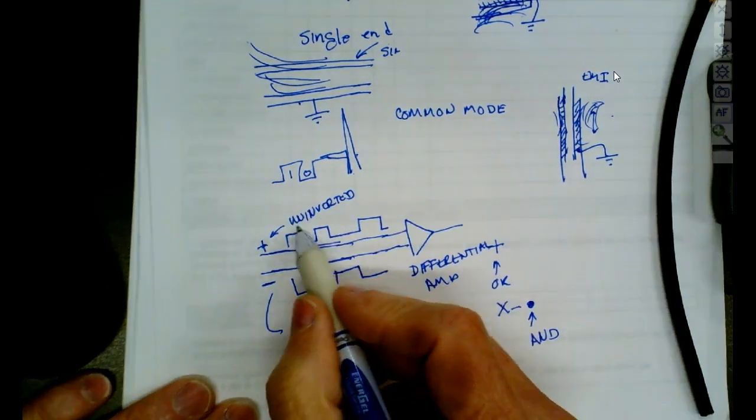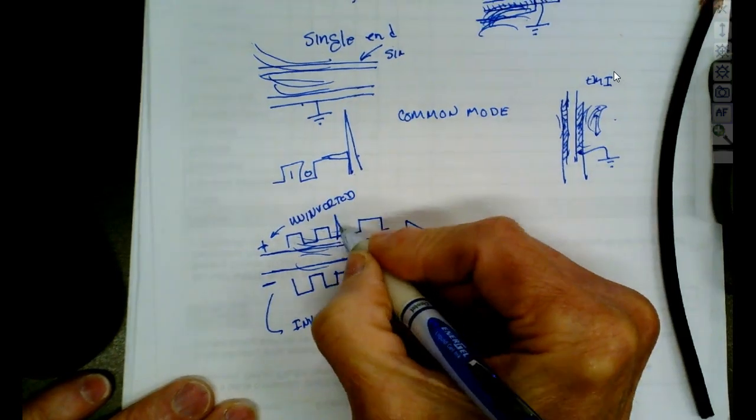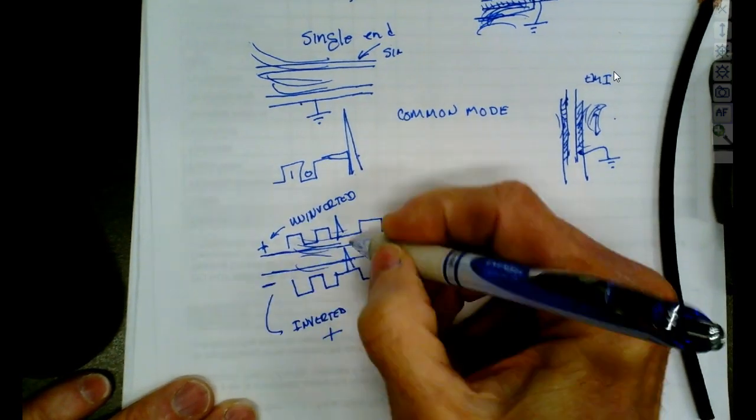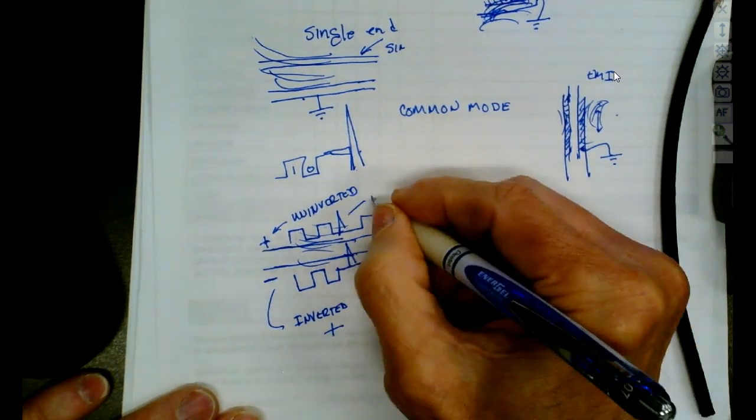So what happens when I have an EMI come through this, it's going to put a spike here, and it's going to put a spike right there. Well, these signals move in the same direction, so our differential amplifier will reject these.